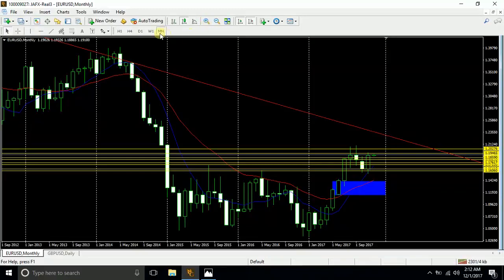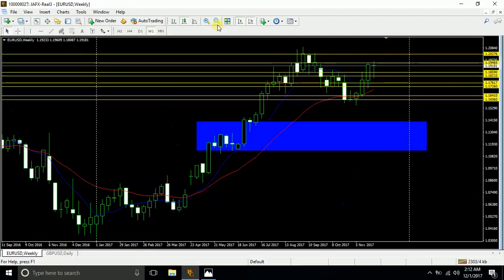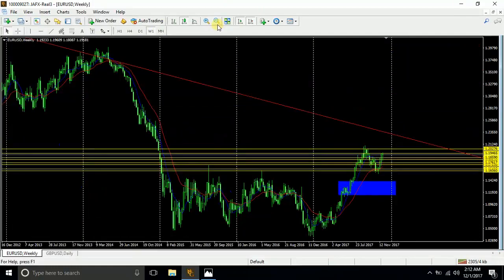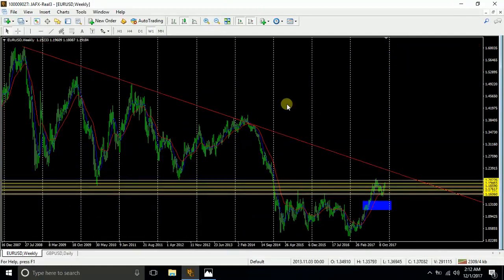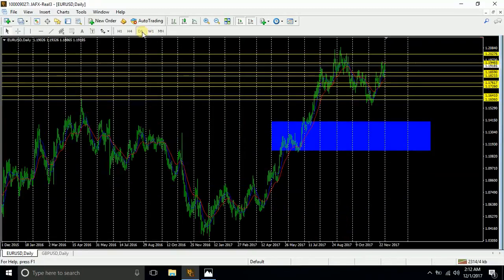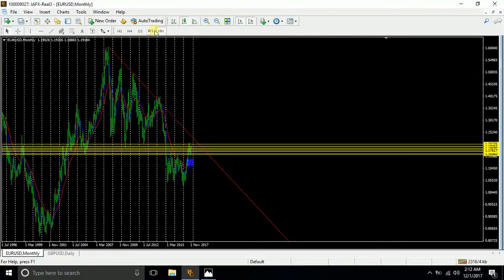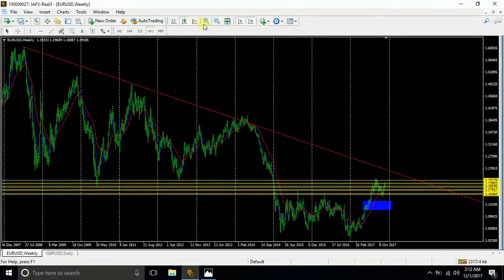Zoom in some more. Okay, now that we've drawn our trend line, we can zoom back in. We can go to the weekly. Let's zoom back out a little bit. Weekly, we zoom out. We can see the trend. Daily, we can see a trend. But we're looking at the weekly and the monthly.